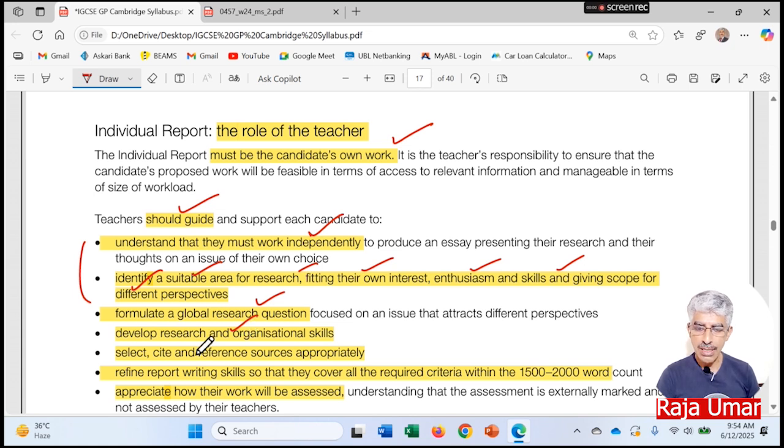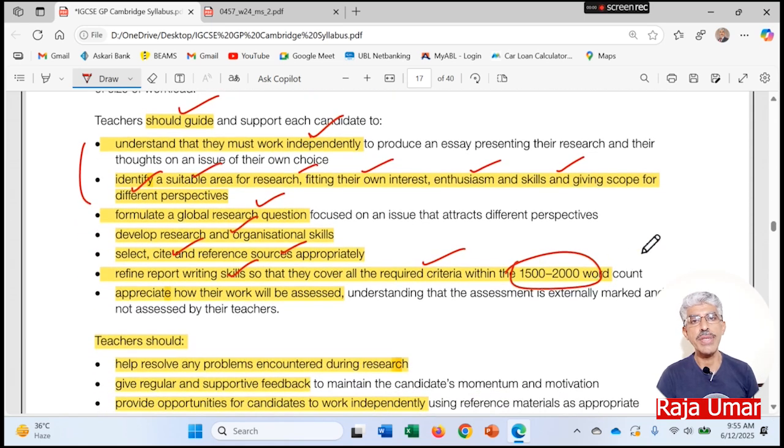Then select site and reference source appropriately, that is, how to search for the appropriate websites, or the resources or the books or the magazines or journals, whatever. Teacher is supposed to guide the students to search for those, but not search for them themselves. Refine report writing skills so that they can cover all the required criteria within the 1500 to 2000 words. So all the components of the IR should be over there.